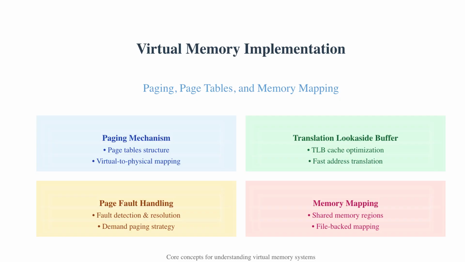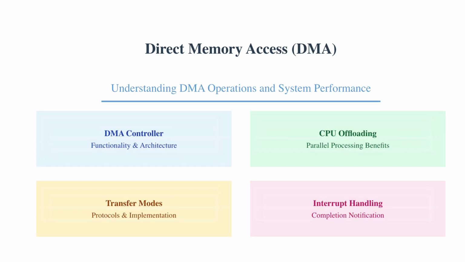Sometimes, a program tries to access a page that isn't currently in physical memory. This triggers a page fault, an interrupt that tells the operating system to load the requested page from storage. The OS handles this transparently, swapping out less used pages if necessary to make room.